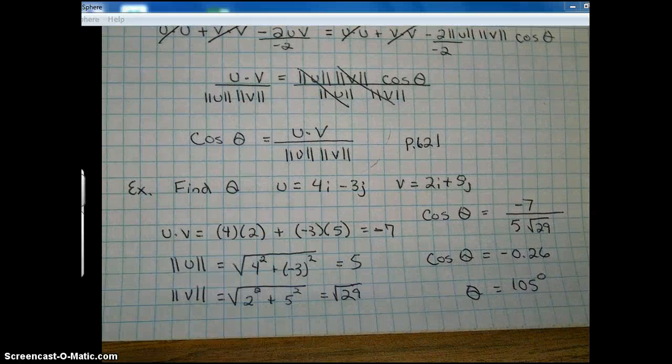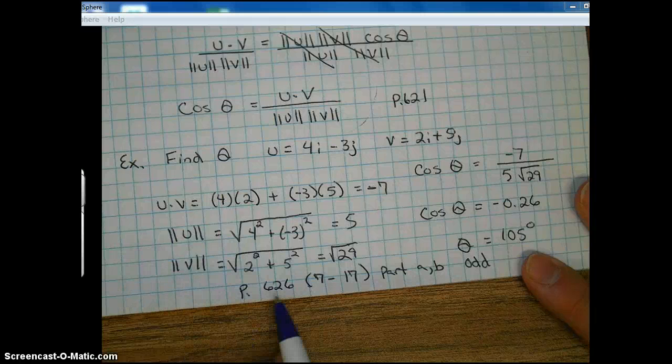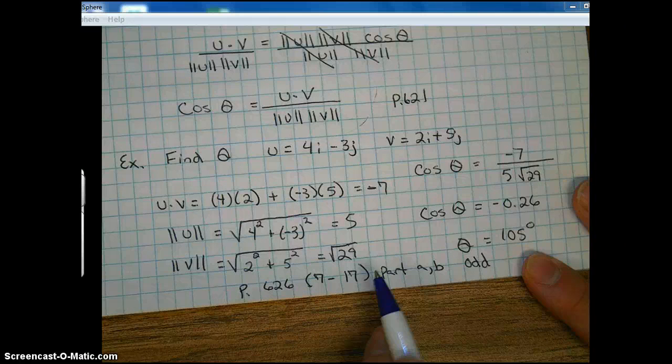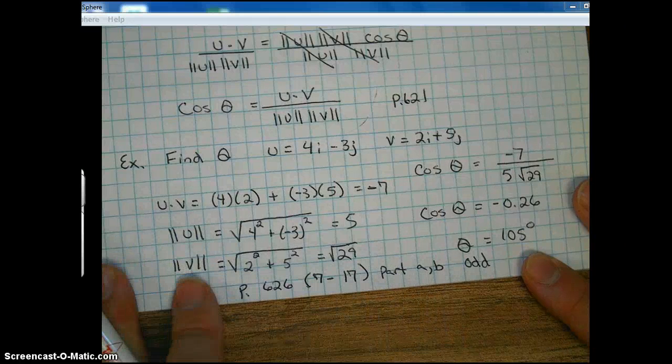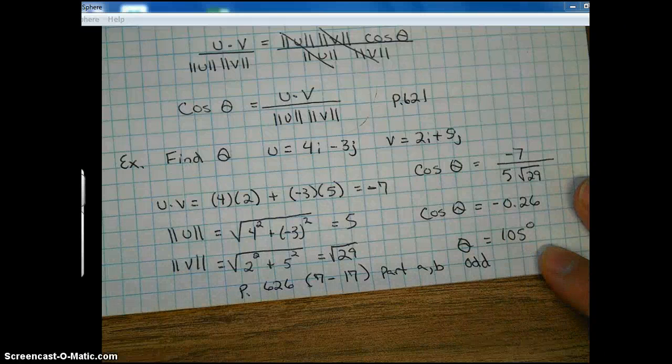Now for your assignments. Page 626, 7 through 17, we're doing the odds, and we're only going to do part A and B. This will be due on Monday.